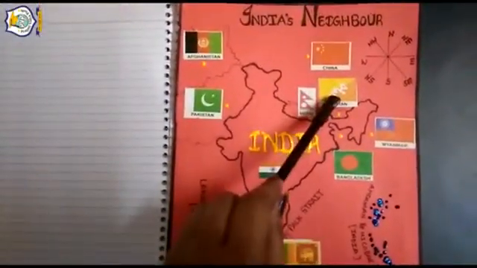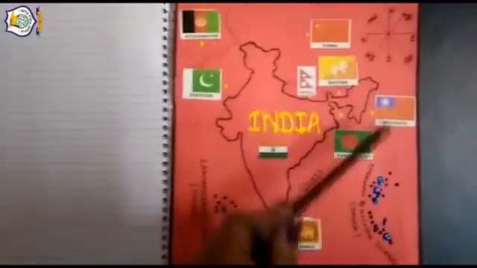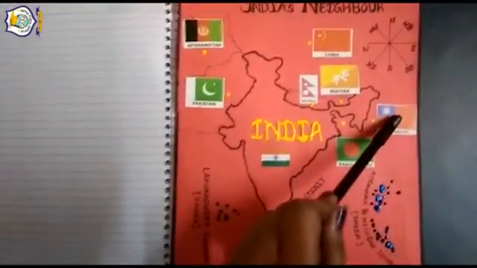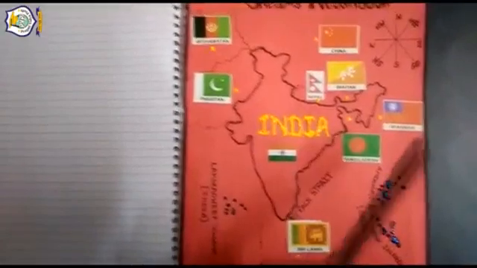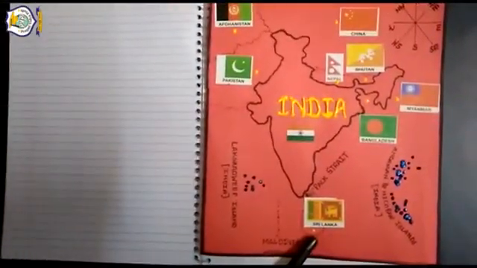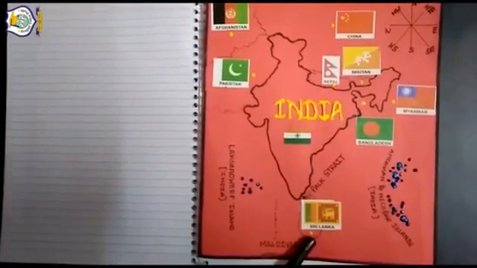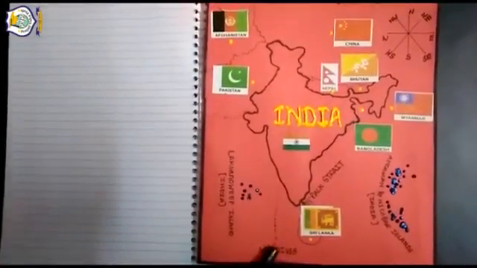Bangladesh and Myanmar are our eastern neighbors. The island countries of Sri Lanka lies to the south, and the Maldives here lies to the southwest. So these are our neighboring countries.